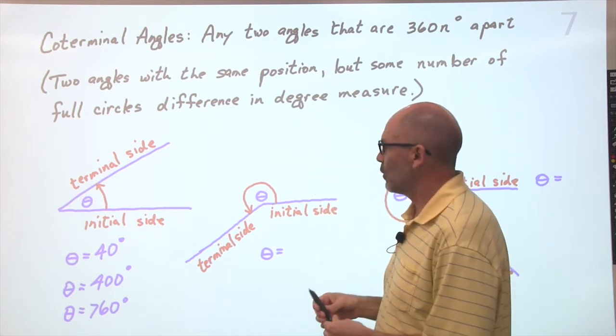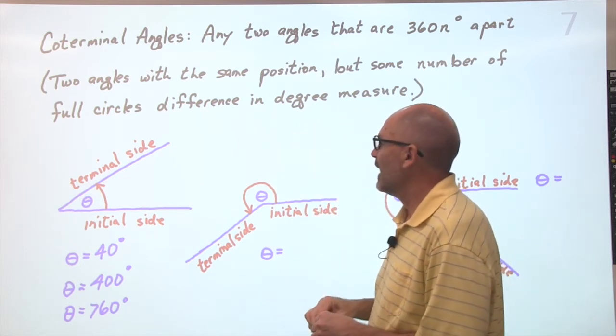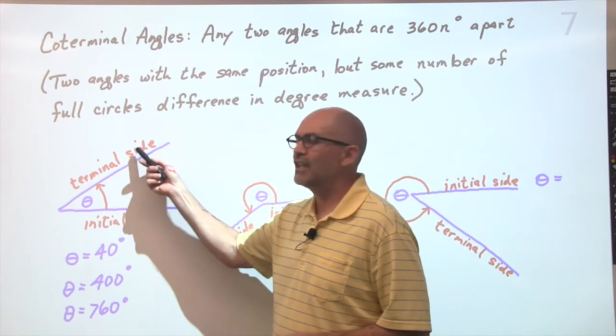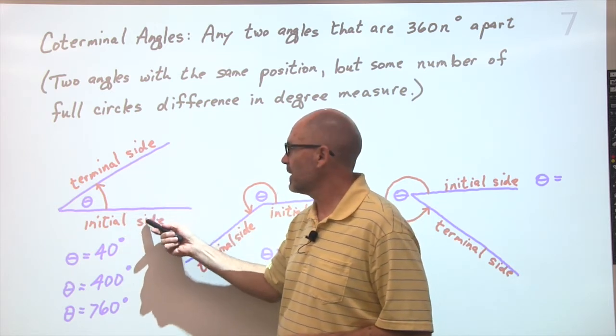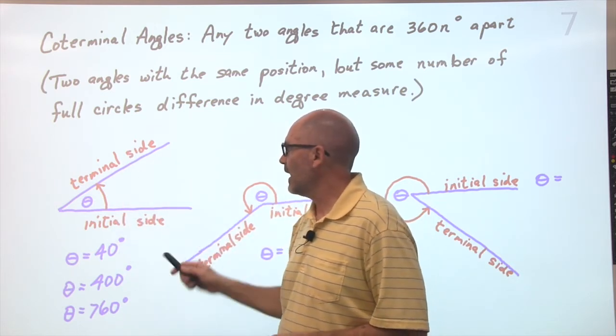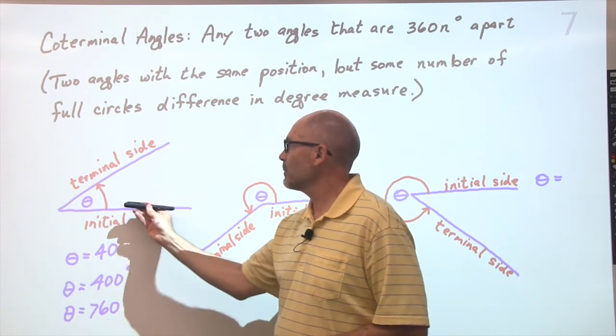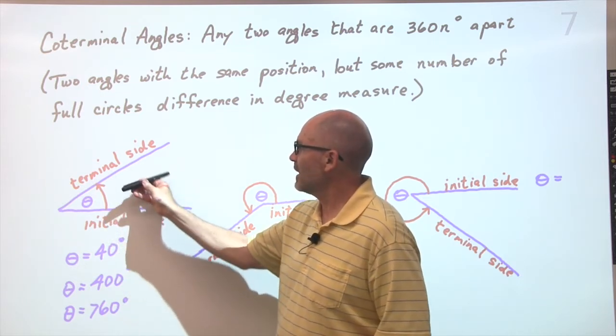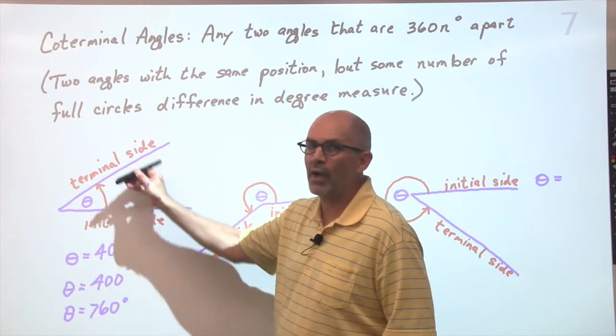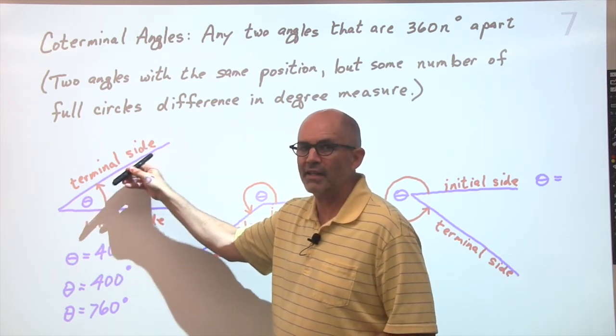Now, an angle is made up of an initial side and a terminal side, or beginning and end. And it travels in a particular direction. In this case, we're traveling counterclockwise, which is the positive direction.